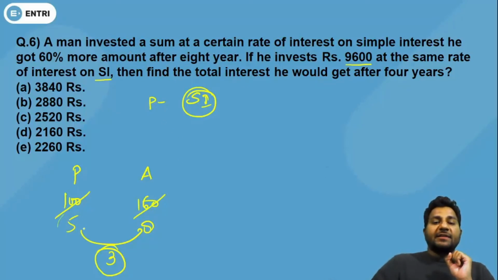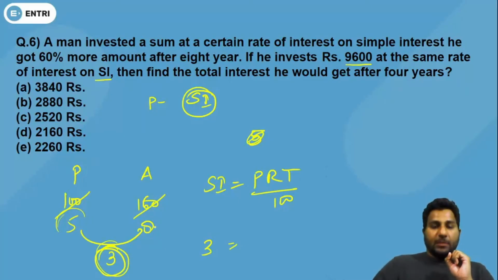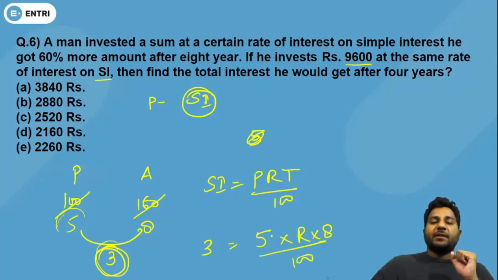Let's say that he has invested 5, and he will be getting 8. So SI will be PRT upon 100. SI will arrive as 3 because he will be getting 3 interest after 8 years. P was 5. Rate we don't know. After 8 years, divide by 10.